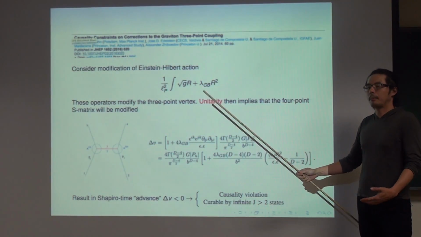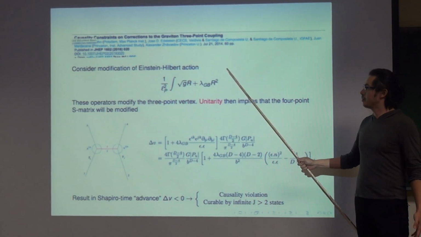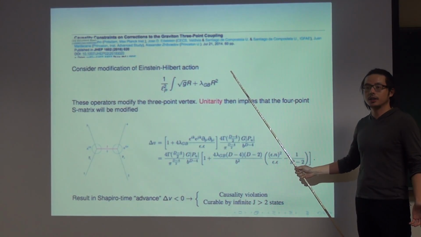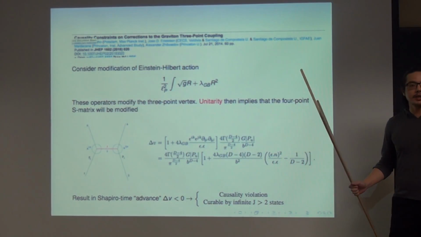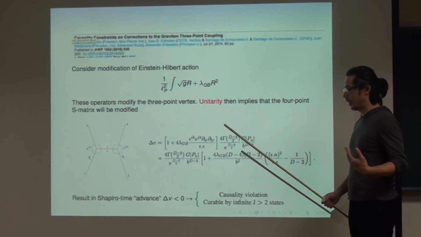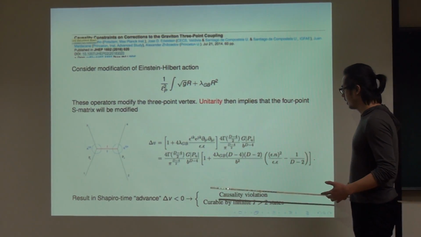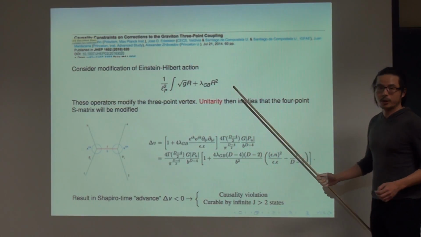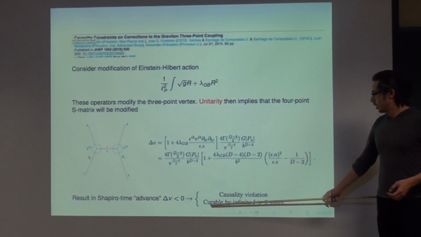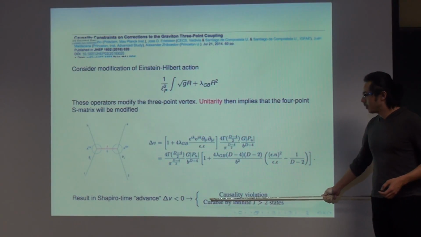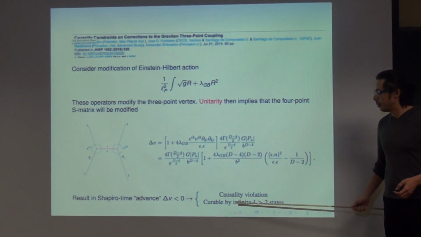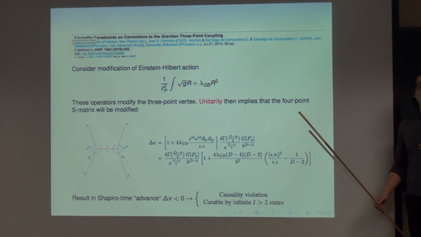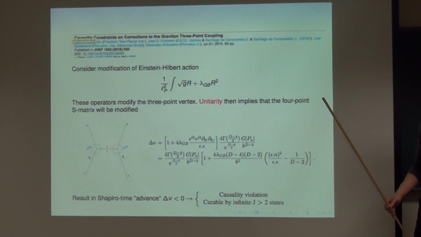This means that even though you can modify your action, and this seems like a perfectly fine modification, this actually causes non-trivial physical effects and a violation of causality. So this tells us that causality is violated if this operator is present and if the gravity is weakly coupled. And they were able to show that this effect can only be cured by the presence of an infinite number of new particles with spins bigger than 2.